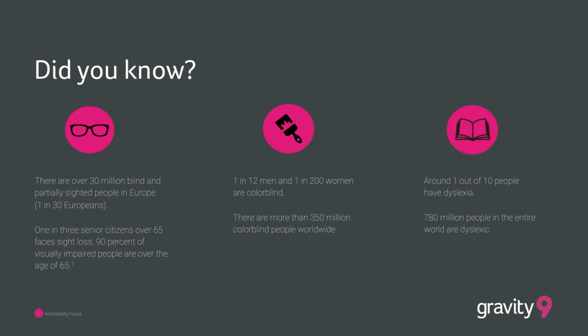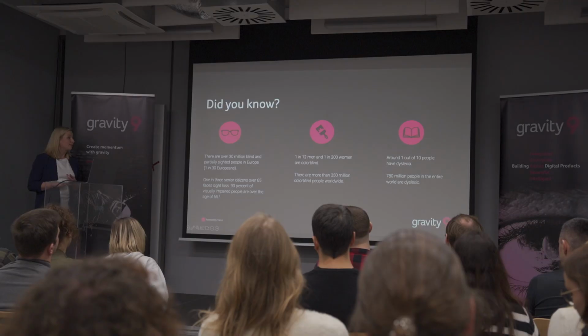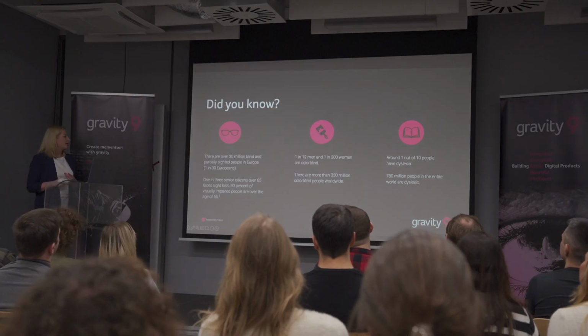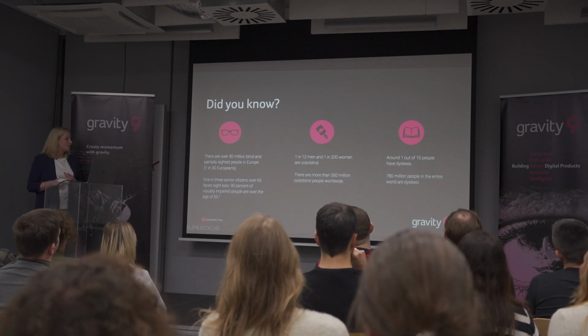Sight loss comes with age, and that is another statistic. 1 in 3 senior citizens over 65 faces sight loss, and 90% of visually impaired people are over the age of 65. 1 in 12 men and 1 in 200 women are colorblind. That means in total, 350 million people in the world are colorblind. 98% of those with color blindness have red-green color blindness. It's the type that is the most common in the world.